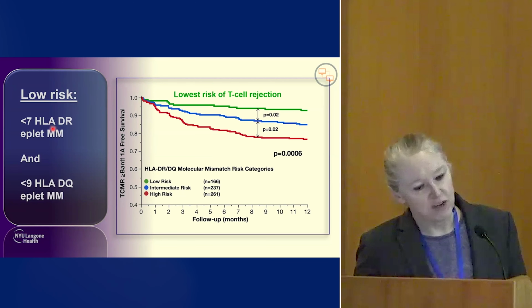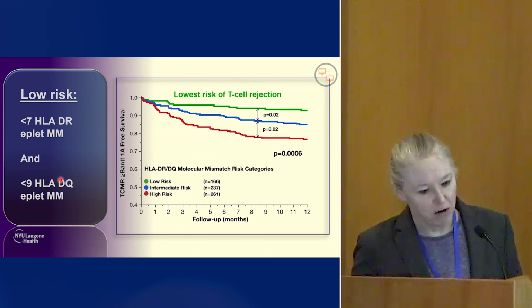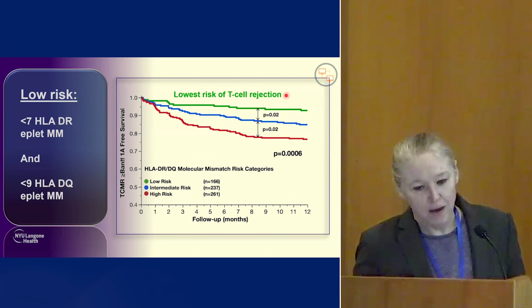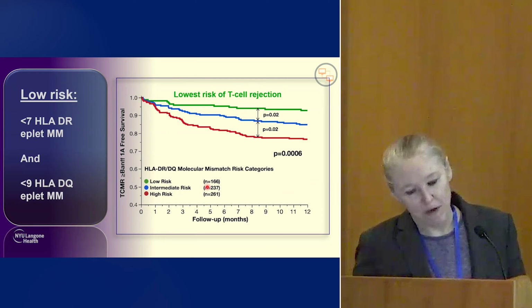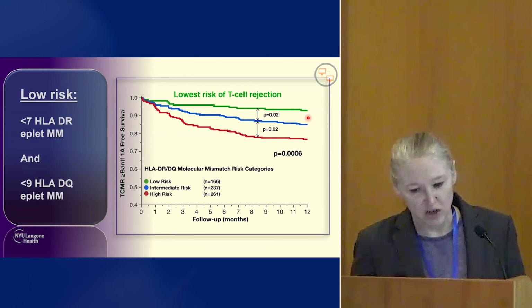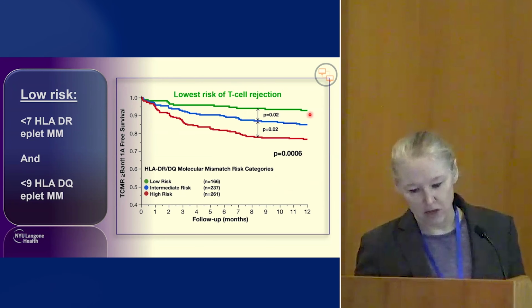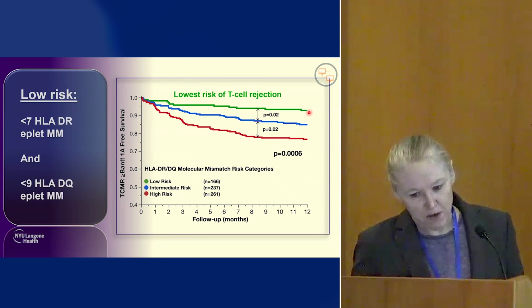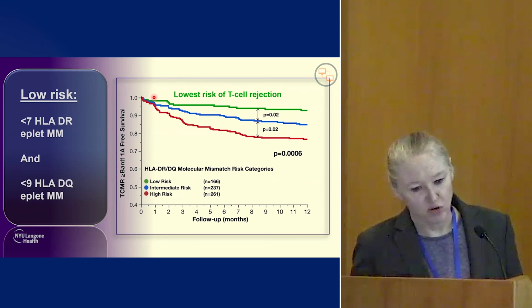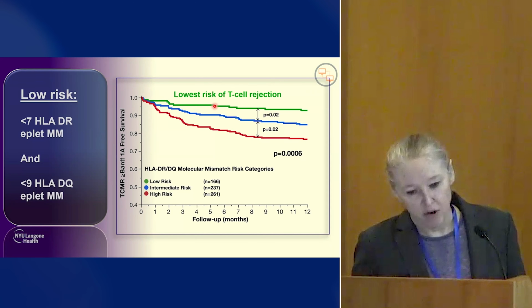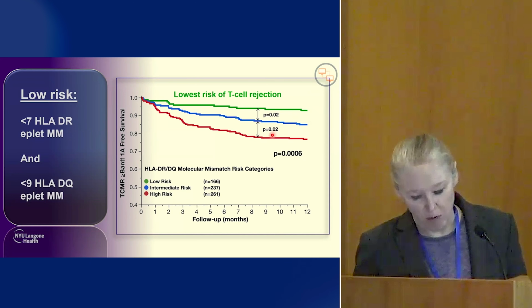And they defined the low risk category as having less than 7 eplet mismatches at DR, and less than 9 at DQ. And then when you look at how patients do with respect to rejection, there are very clear stratifications for how these different groups perform. So the green line here are the low eplet mismatch, the quote unquote low risk group. And what we're looking at here is T cell rejection free survival. So these patients live longer with less T cell rejection compared to the intermediate or the high risk group.